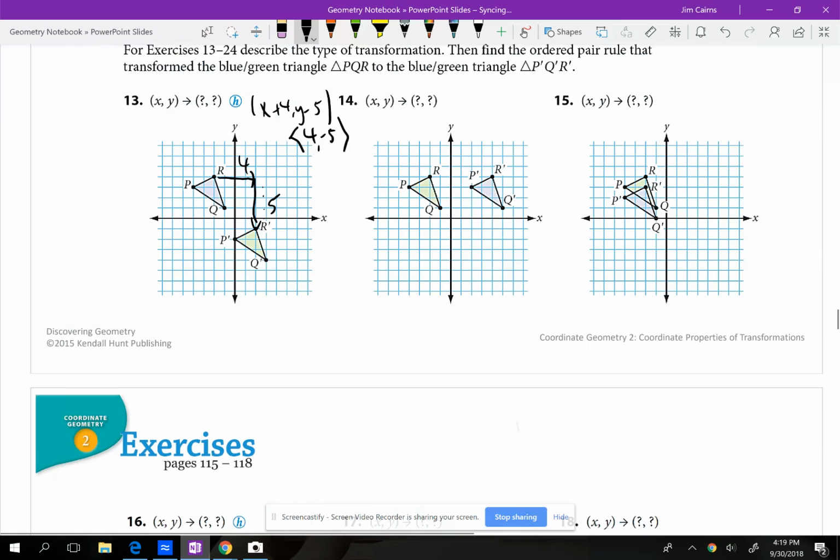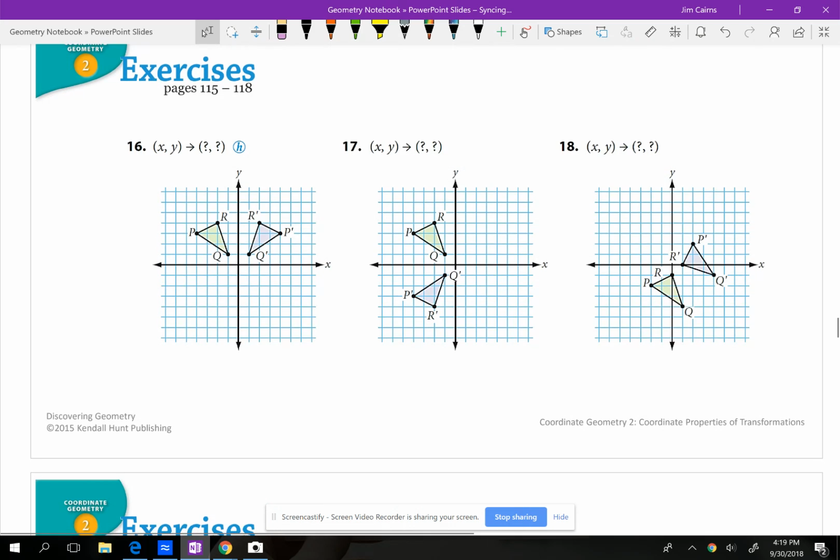So 16. All right. Oh, that's definitely a reflection. Looks like it's about the y-axis. Every point's the same distance from that. And so again, R, if that's x is minus 2, y is 1, 2, 3, 4, then R prime is 2 comma 4. So it looks like the rule is negative x comma y.